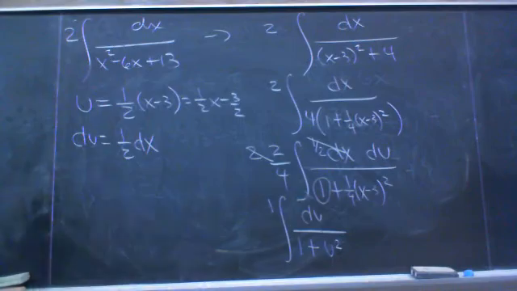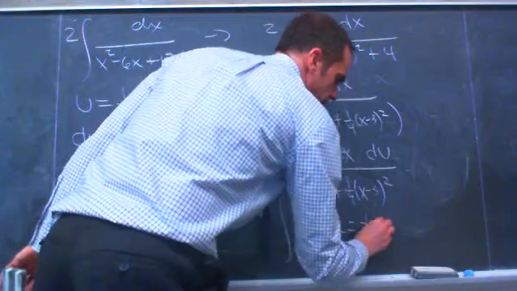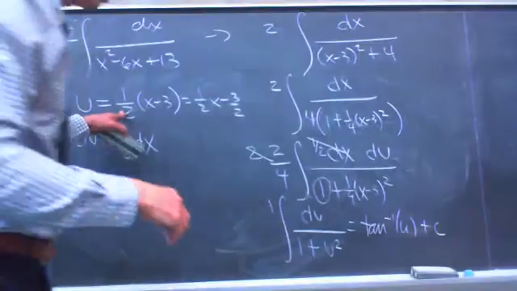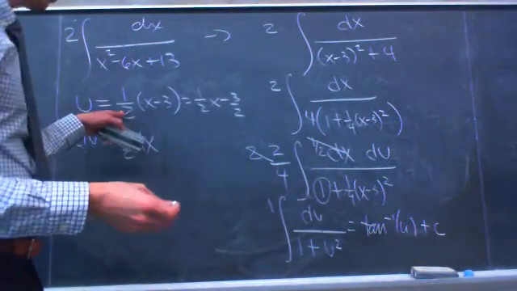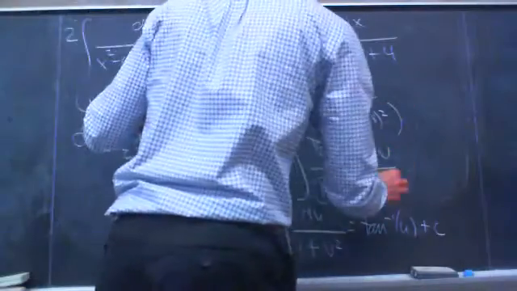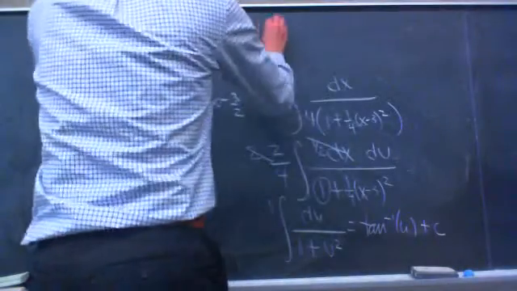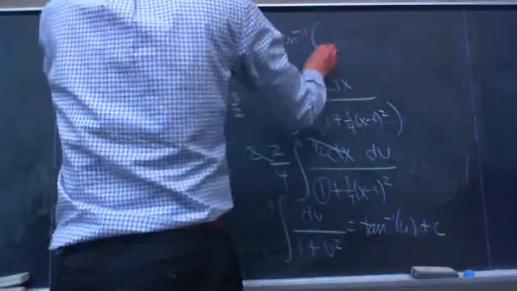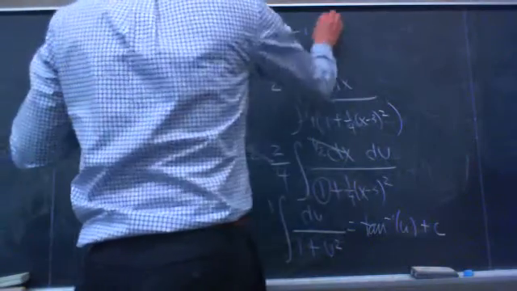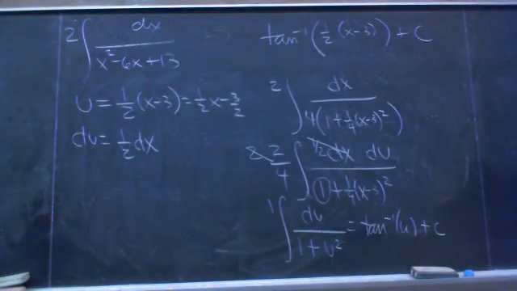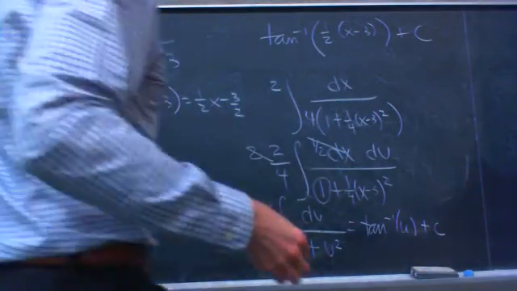And that is tangent inverse of u now. So that's tangent inverse of u plus c, but u is 1/2 x minus 3/2 or that. So my final answer would be then, running out of room, it would be tangent inverse of (1/2 x minus 3) close it, plus c. And there'd be my final answer. Okay? Next.